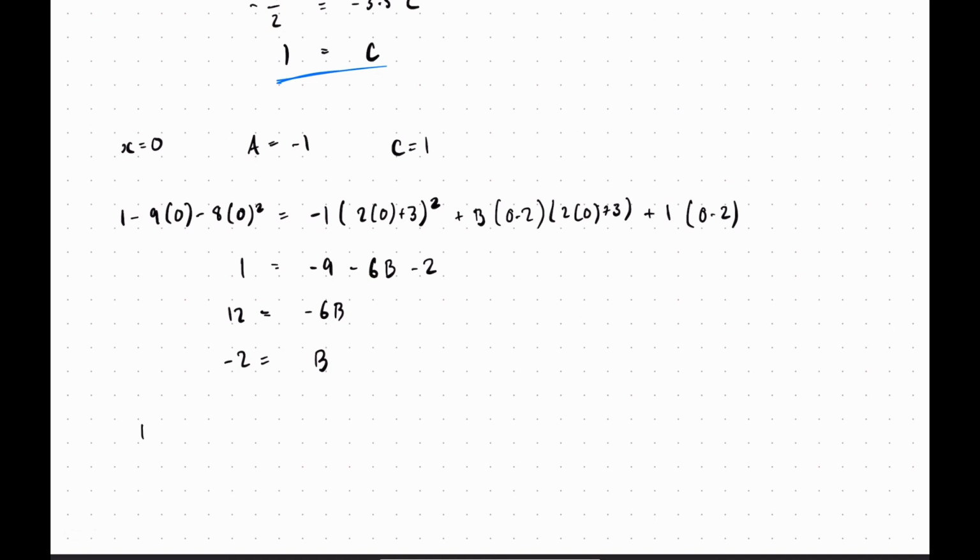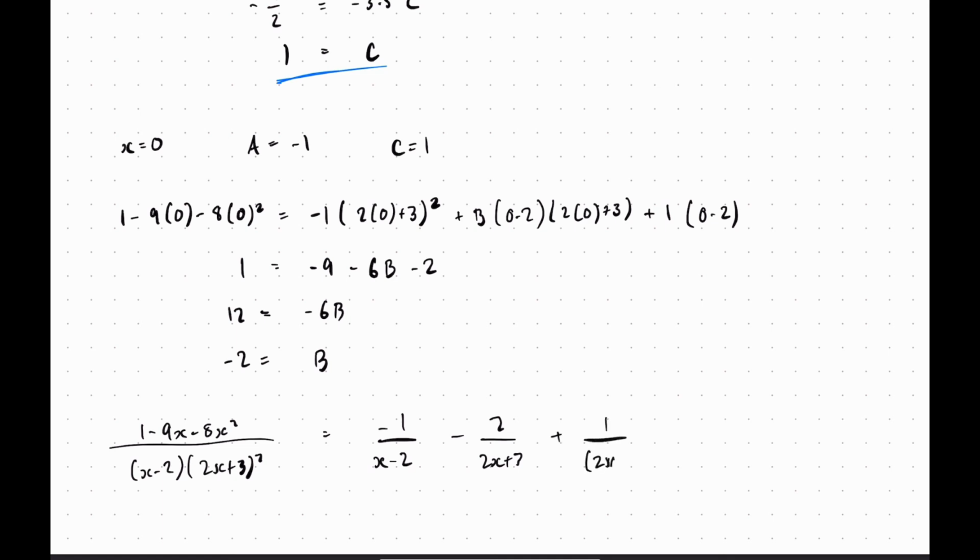Okay, guys, final answer: 1 minus 9x minus 8x squared over x minus 2, 2x plus 3 squared is equal to my a, which is minus 1 over x minus 2, plus my b term, which is minus 2 over just 2x plus 3, plus my c term, which is 1 over 2x plus 3 squared. Yeah, cool. That's it. Easy, right?